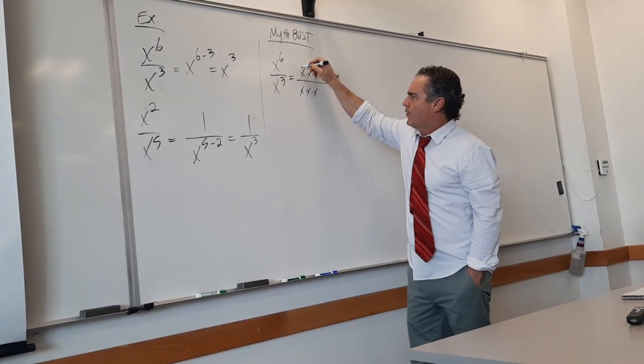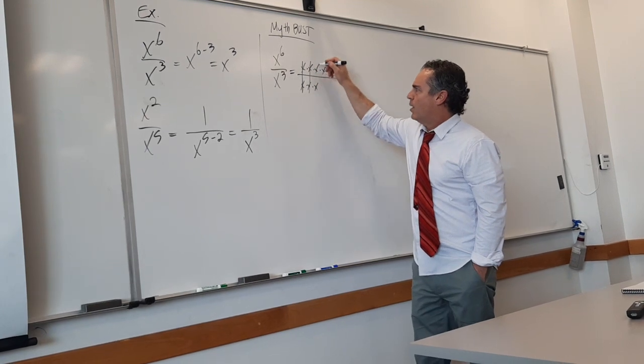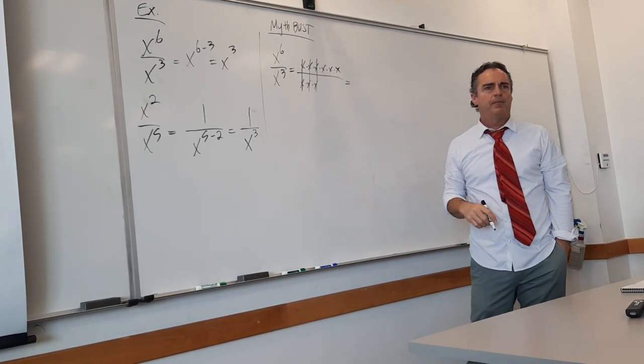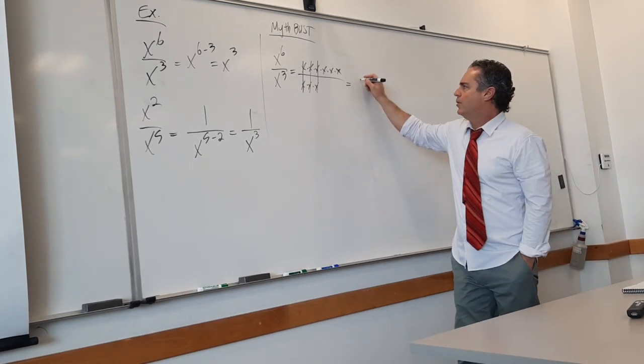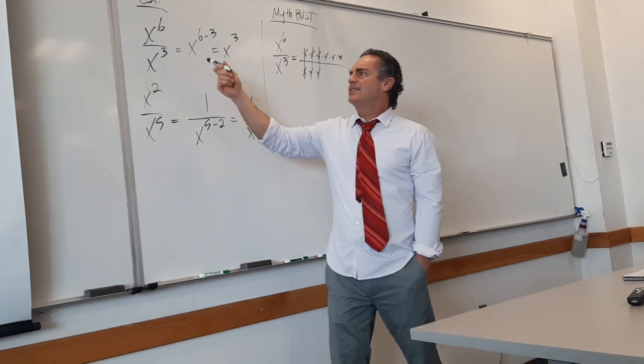Do you agree that x over x can cancel each other out and make a 1? And that can make a 1, and that can make a 1. So what are we left with on the top? X to the third. Very good. And so we see that, nope, this isn't 6.